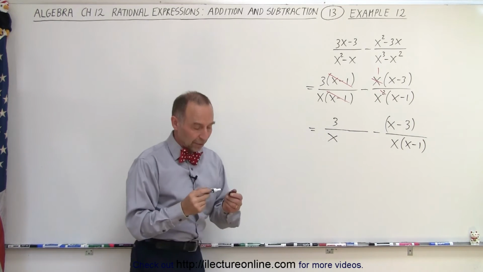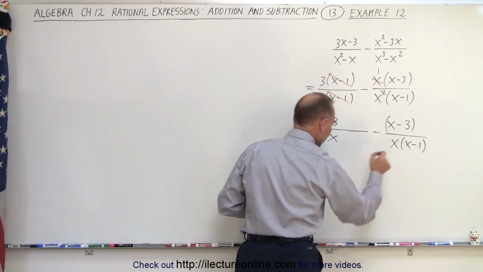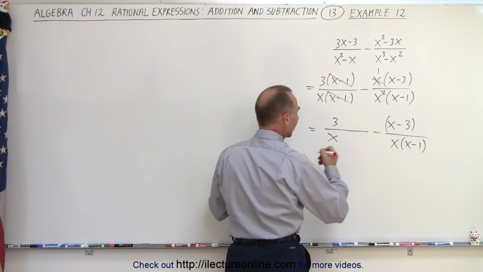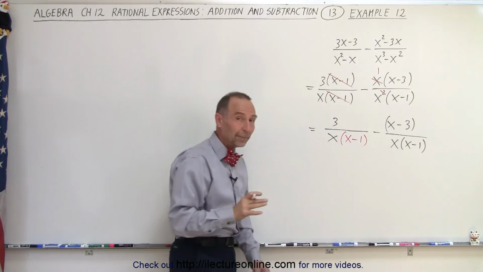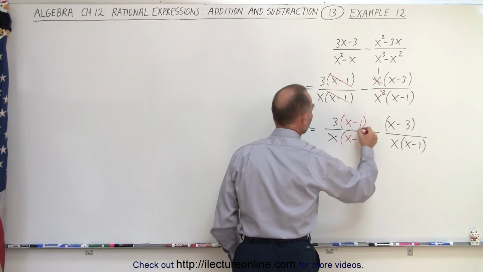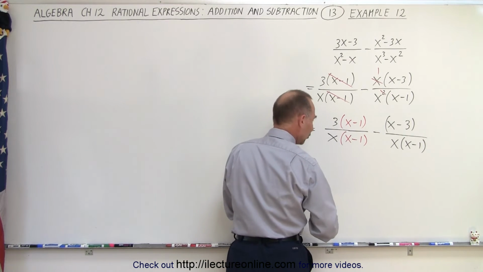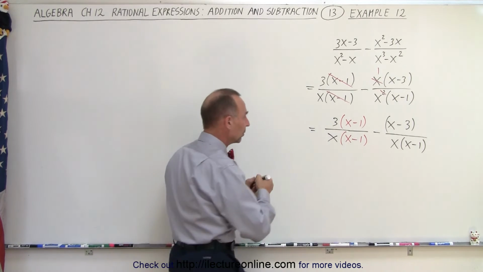Now when I look at the denominators, notice that this one is missing the x minus 1. Here I have both of the factors, so I'm going to multiply this denominator by x minus 1. And of course, when I do that to the denominator, I must do exactly the same to the numerator, x minus 1. And now I have the two same denominators. I can write both numerators over the very same denominator.